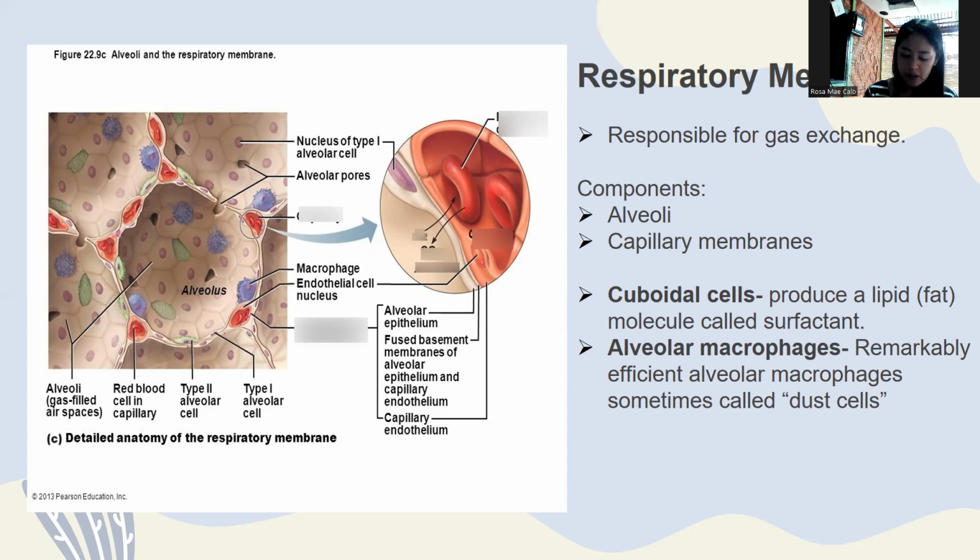In the respiratory membrane, we have the alveolar walls, which have cuboidal cells. These cuboidal cells produce lipid or fat molecules called surfactant. This surfactant coats the gas-exposed alveolar surfaces and is very important in lung function. Also, there are cells sometimes called dust cells. These dust cells wander in and out of the alveoli, picking up bacteria, carbon particles, and other debris.